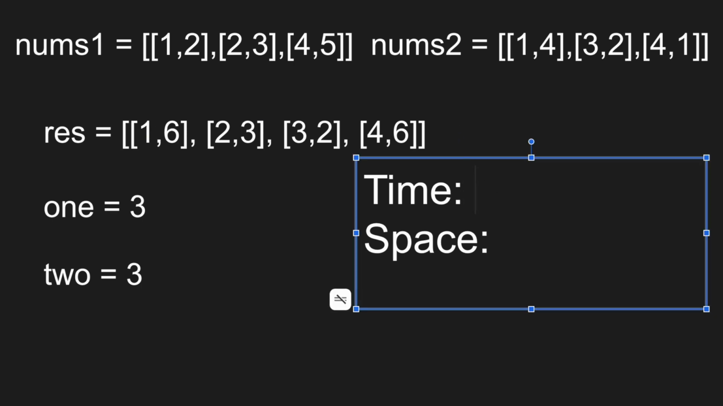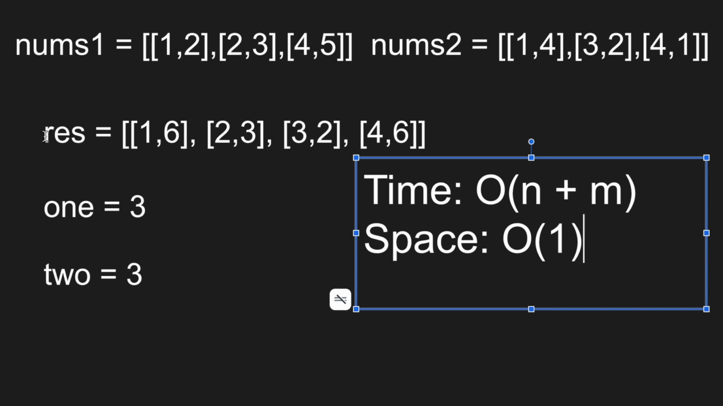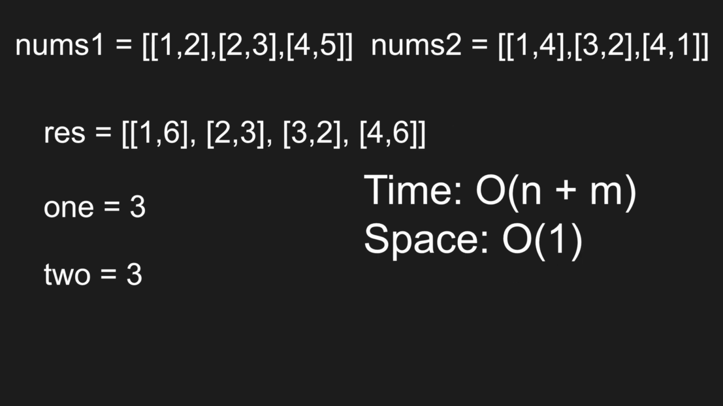And the time complexity would be O of n plus m, where n is the number of elements in nums 1 and m is the number of elements in nums 2, because we need to iterate through them all. The space complexity would be O of 1, because we are not using any extra space, since the resulting array does not count as extra space since that is what we are returning. So now let's get to the coding part.